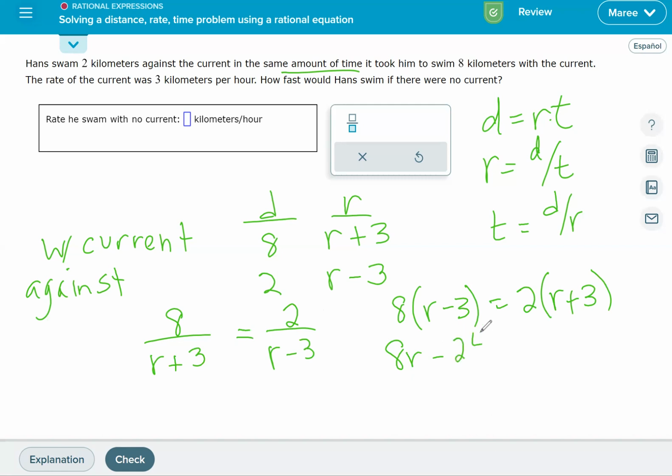8 times 3 is 24, 2r plus 6. So we're going to subtract 2r from 8r. We're going to add 24 to 6, and then we need to divide by 6. So the rate that Hans is swimming is 5 kilometers per hour.